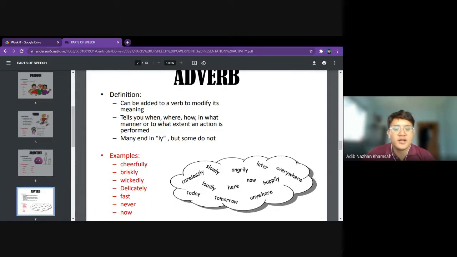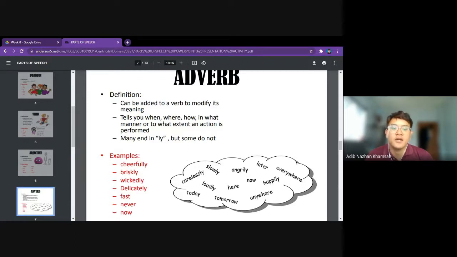So adjective describe noun. So adverb describe verb. Okay, as simple as that. Right? Adverb describe verb. So this one, okay, we can see the definition. Okay, adverb can be added to a verb to modify its meaning. Okay, an adverb, it tells you when, where, how, in what manner, or to what extent an action is performed. And many of adverbs, they end with ly, but some do not.